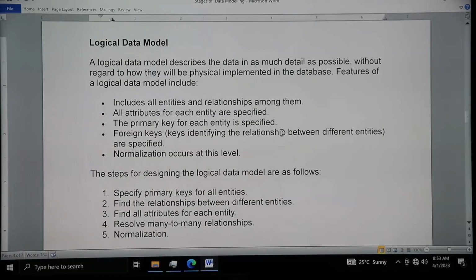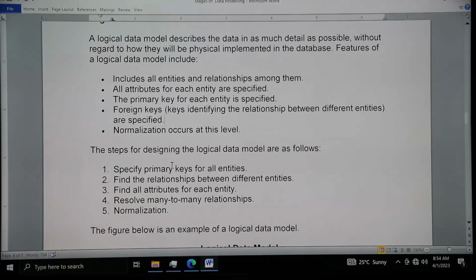Then normalization occurs at all levels, which you can check more about. So that is one thing about the logical data model. It is different from the conceptual model in that this model has additional details. It actually expands the conceptual model.